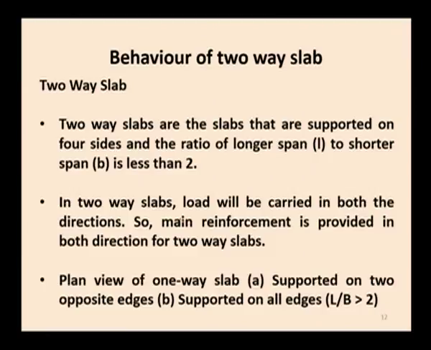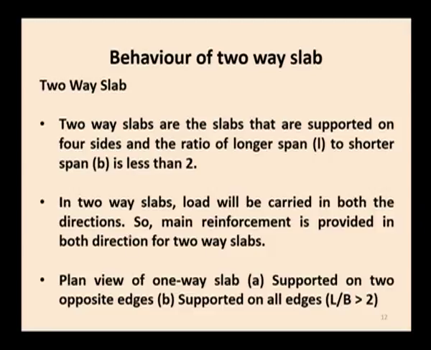But in the case of two-way slab, since the slab is spanned along both the directions, and the slab is supported on both the directions and the main reinforcement is also provided along both the directions, the load has to be transferred along both the directions on opposite beams. So, the load will be carried in both the directions. So, main reinforcement is provided in both directions for two-way slab.